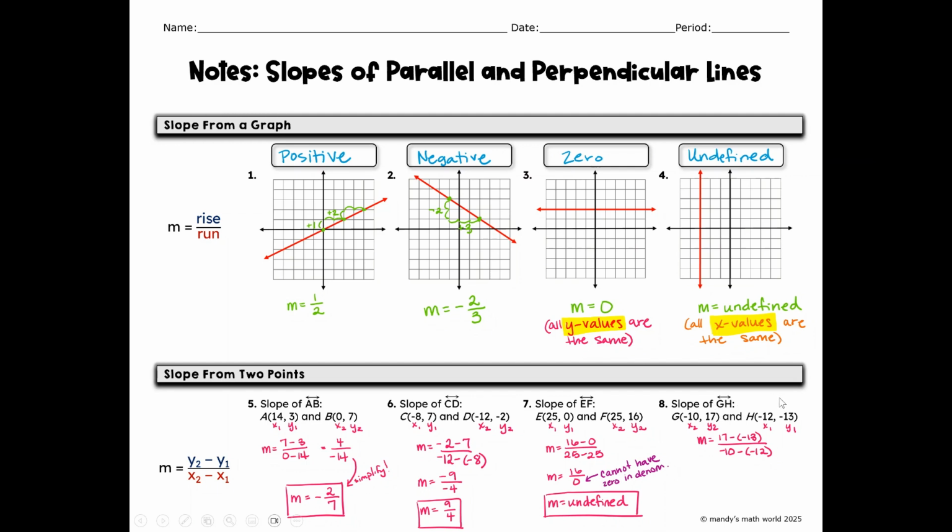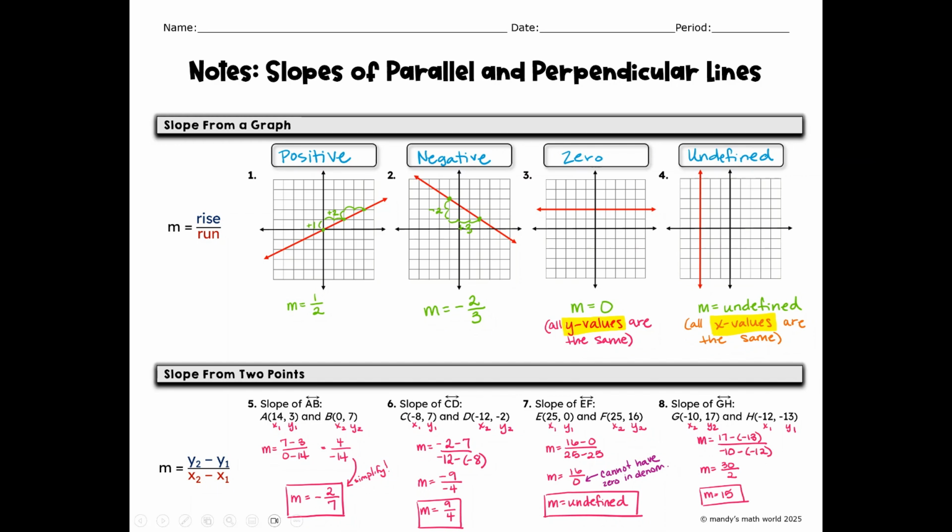17 minus negative 13. Be careful there, right? The formula you're subtracting. So 17 minus negative 13 is the same thing as 17 plus 13. Then negative 10 minus negative 12. All of that simplifies to 30 over 2, which simplifies to 15.